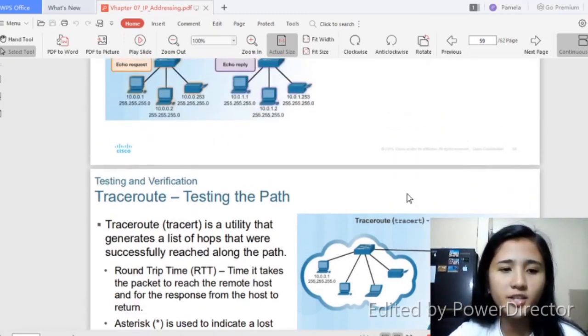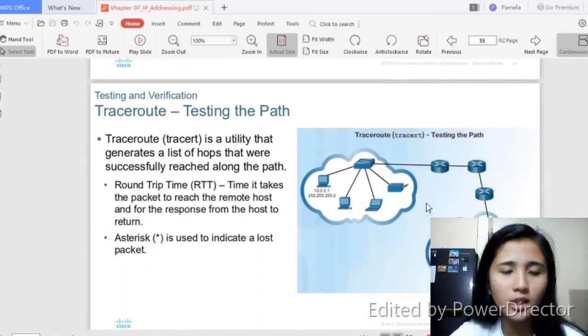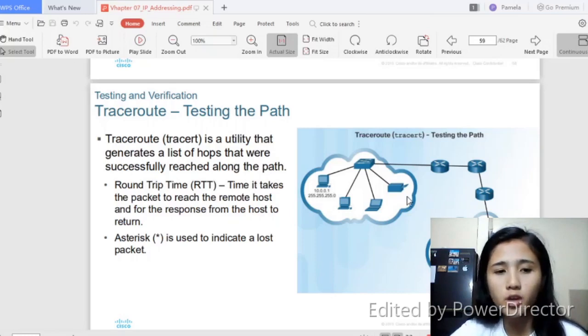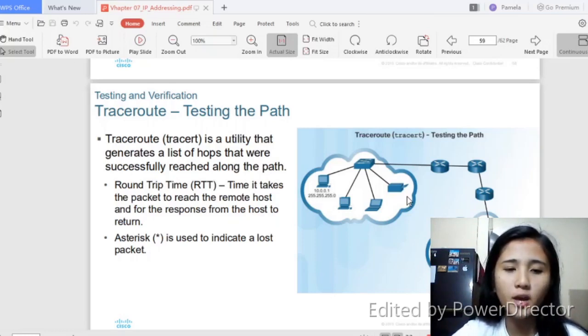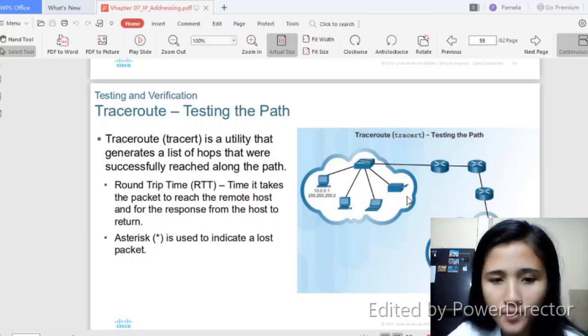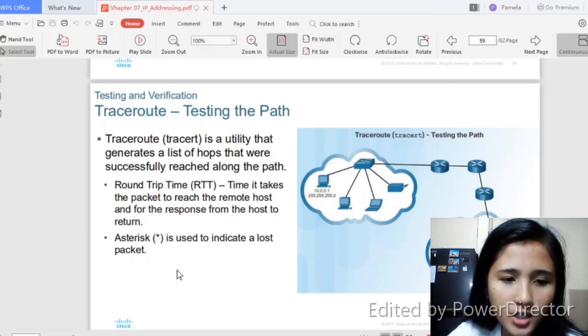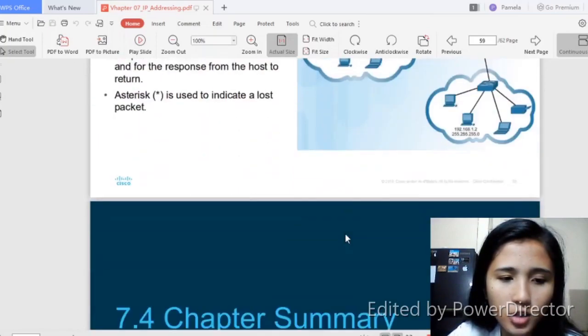Traceroute, or testing the path, is a utility that generates a list of hops that were successfully reached along the path. Round trip time, or RTT, is the time it takes the packet to reach the remote host and for the response from the host to return. An asterisk is used to indicate a lost packet.